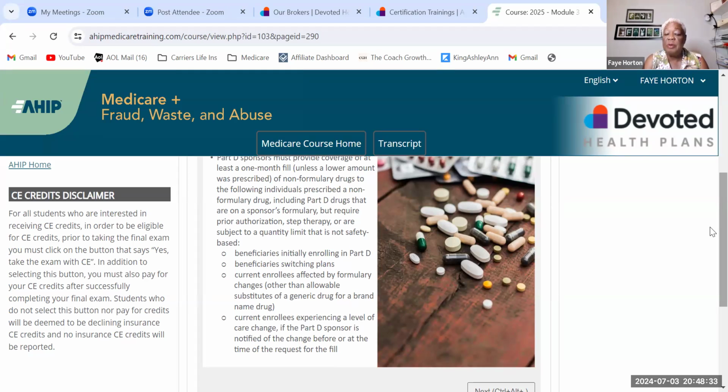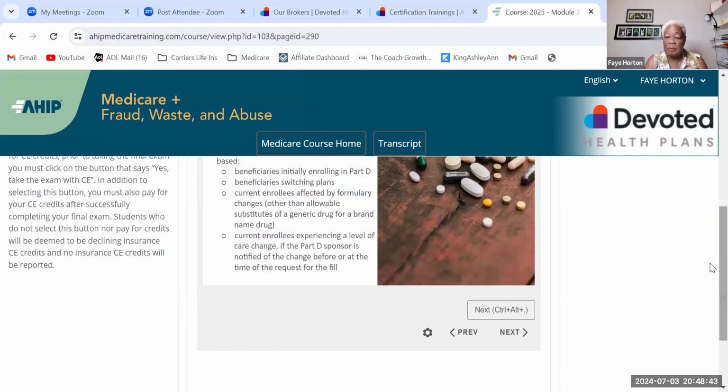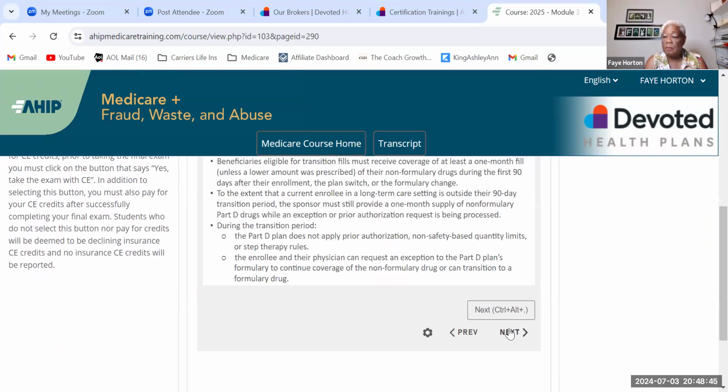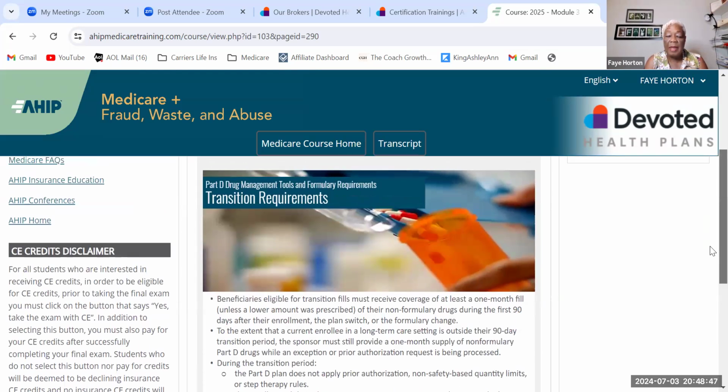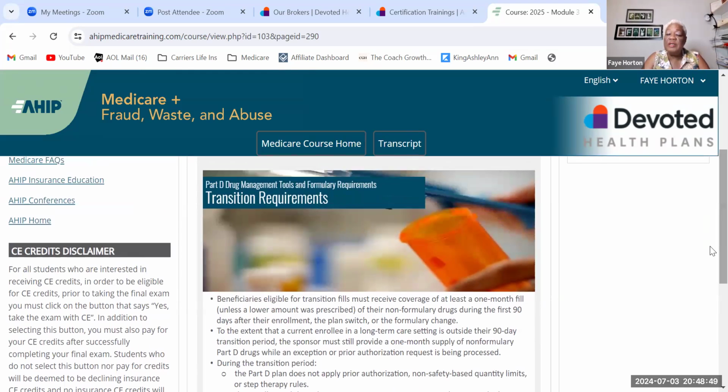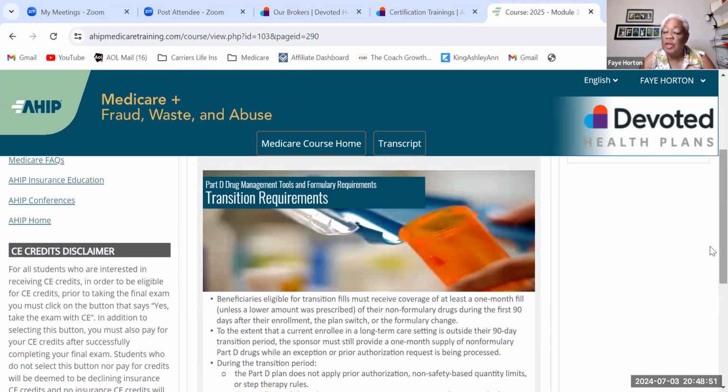Current enrollees who experience a level of care change are covered if the Part D sponsor is notified of the change before or at the time of the request for the fill. Beneficiaries eligible for transition fills must receive coverage of at least a 1-month fill.